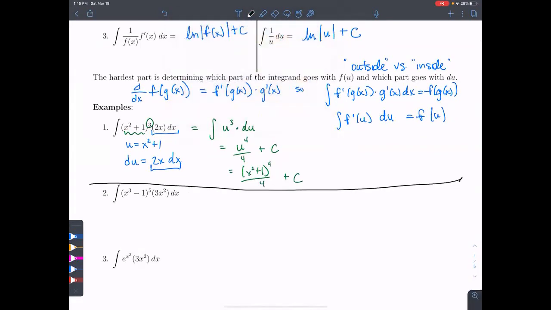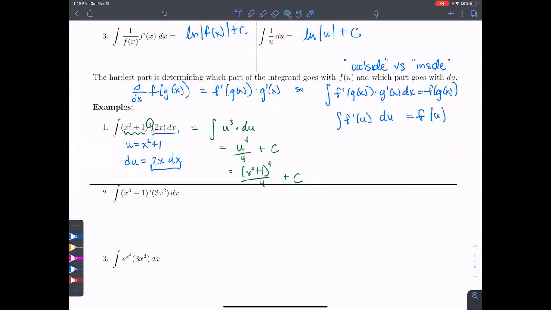This is not that easy, but hopefully a lot of practice will make this make sense. I'm going to move this over.